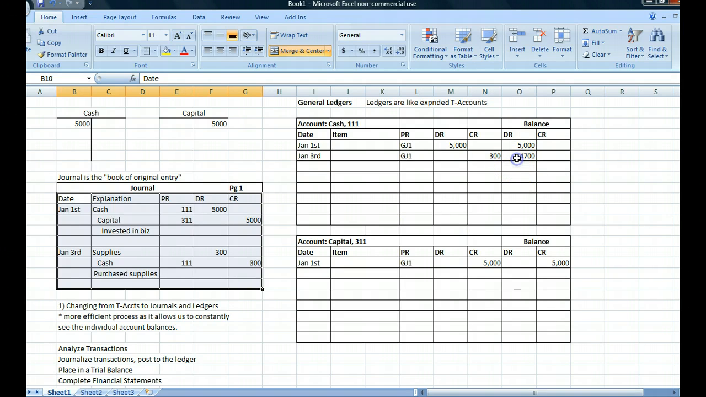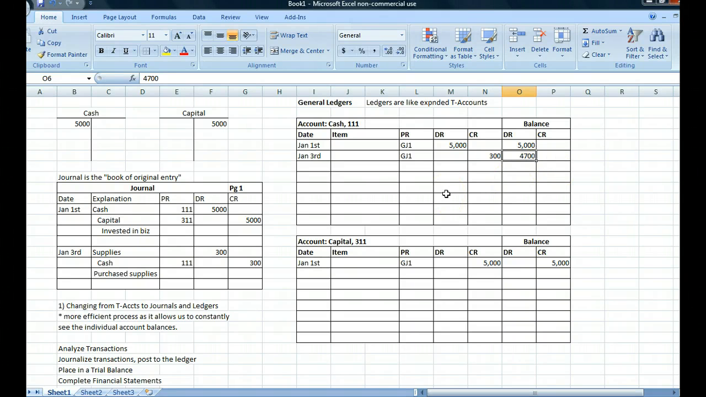The great thing about having a running balance column is the fact that it allows me to constantly balance my accounts, as opposed to T-accounts where I had to wait till the end of the problem. So I always know how much money I have in cash or how much supplies I have because I'm constantly balancing.